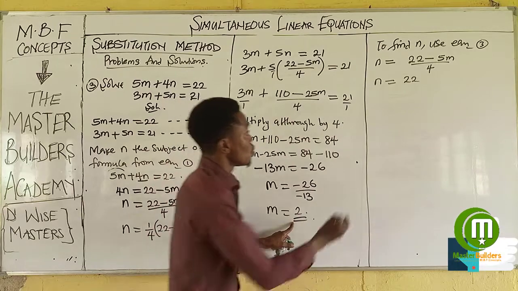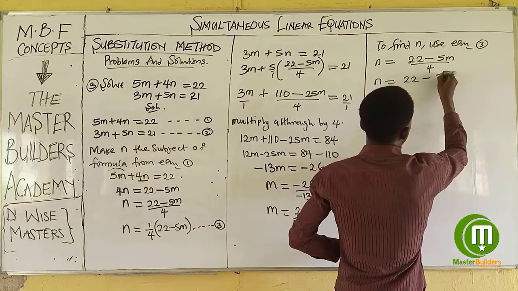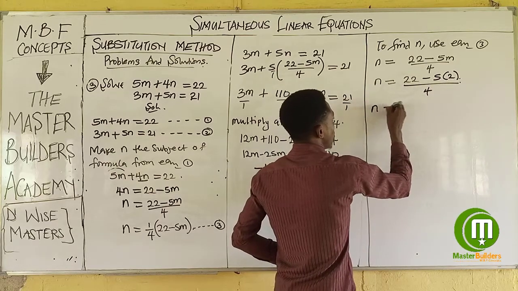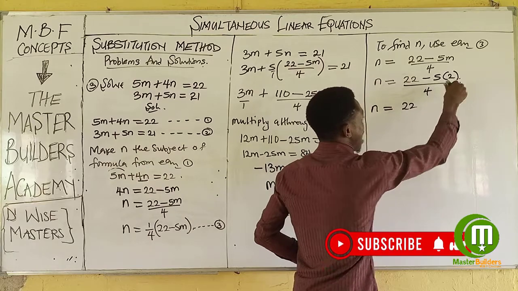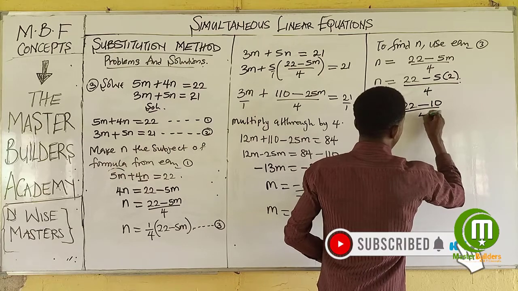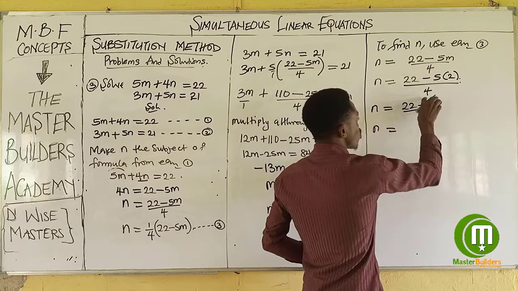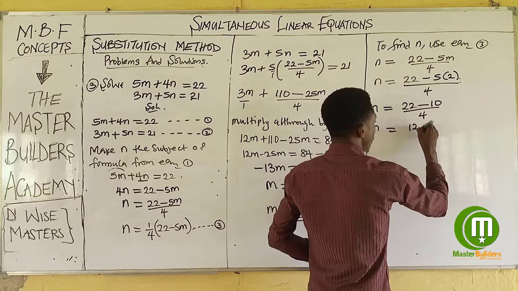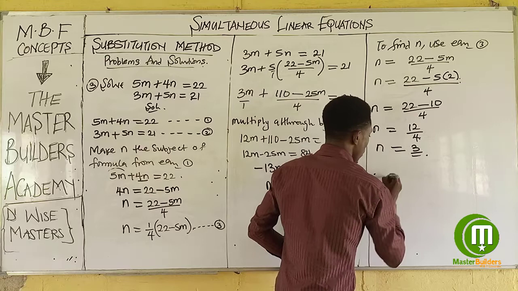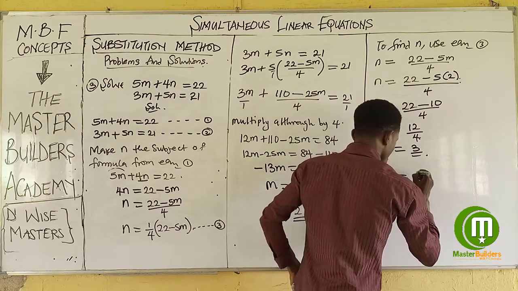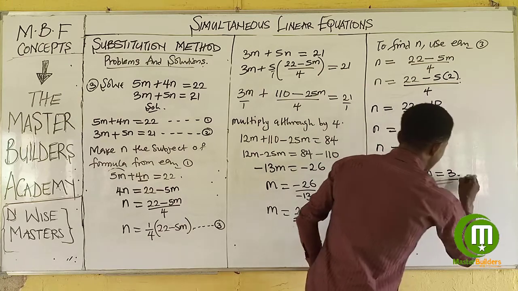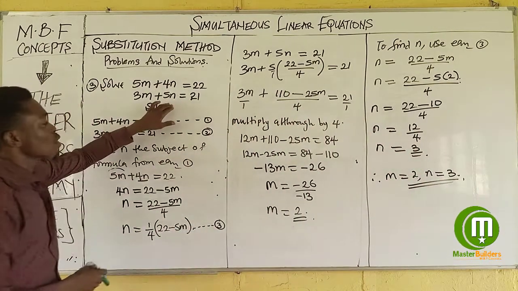Now guys, what's the value of n? We just said that n is 2. So we are going to have this as 22 minus 5 times 2 all over 4. Now 5 multiplied by 2 would give us 10. So we have 22 minus 10 over 4. Then 22 minus 10 is 12 over 4. And 12 divided by 4, we have 3. Therefore, n is equal to 2 and m is equal to 3. This is the answer to this pair of equations.